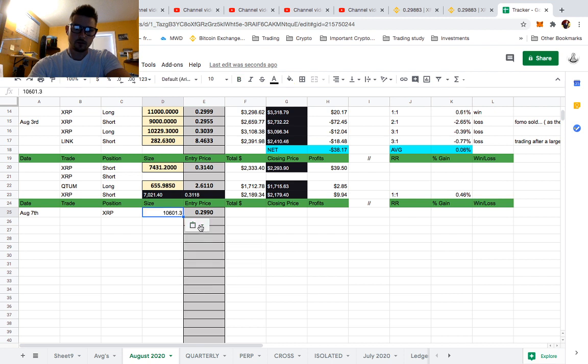So you paste values only. Before I had both. And then you go equals, enter, enter. That's how much we're in for, so that's our position size.